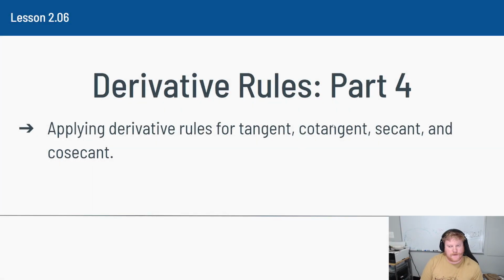Welcome to lesson 6, the final lesson of unit 2. Today we're talking about derivatives part 4, and it should be a really quick lesson. It's just applying the rules for tangent, cotangent, secant, and cosecant.